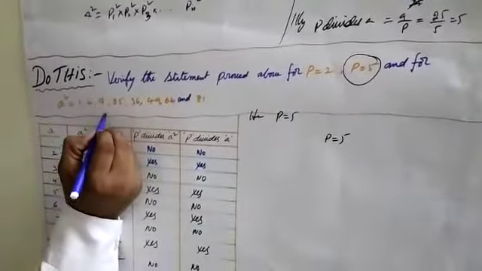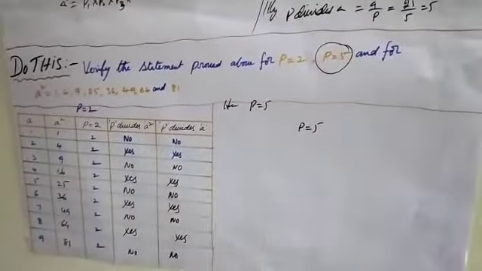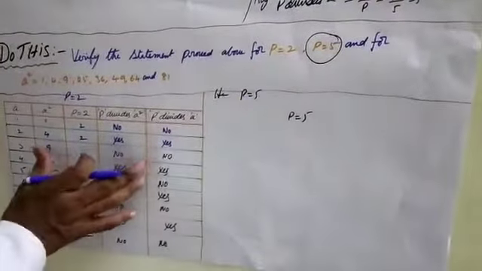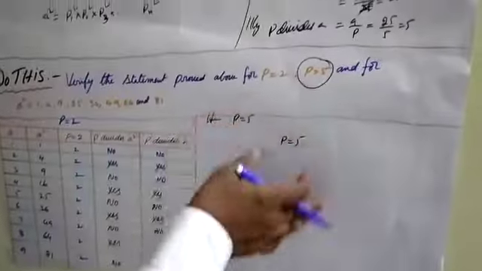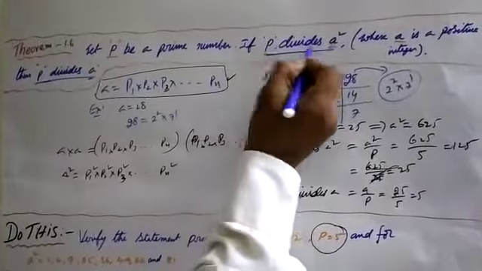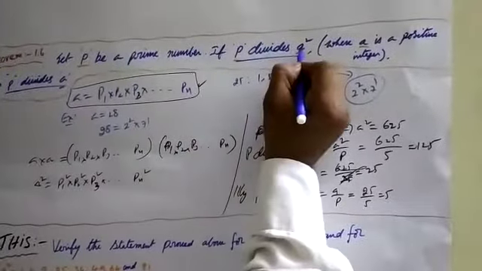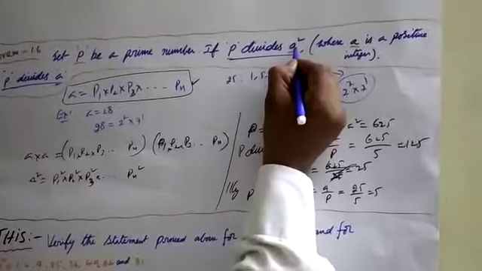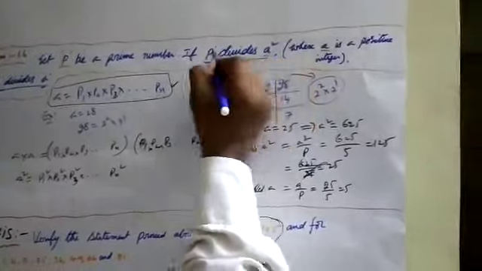See, this is the table for p = 2, and you can draw the table like this. Okay, right? So here, what is the theorem? Theorem 1.6: let p be a prime number. If p divides a², what is p divides a? The factors of a include p.